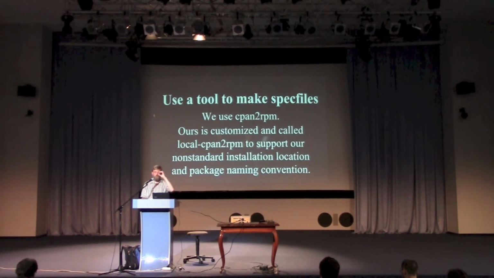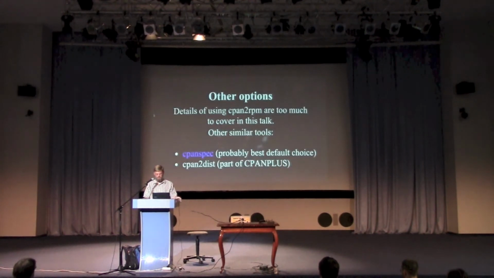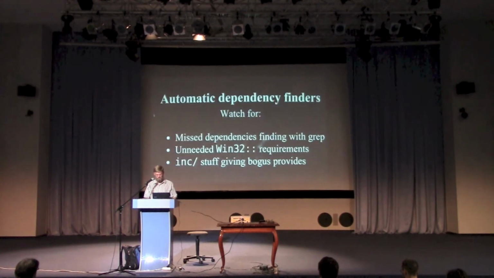So once you have that set up, you're ready to build some kind of RPM, but you also need to make spec files. And spec files are the RPM way of saying how to build the thing you're building. We use a helper called cpan2rpm, and we customized it to use our local Perl and our non-standard naming convention. There are some other options. cpanspec is the one that the Fedora project uses, and thus Red Hat Enterprise Linux does as well. It's probably your best default choice if you're going to do this nowadays. And there's one called cpan2dist, which is part of CPANPLUS, which I haven't used.